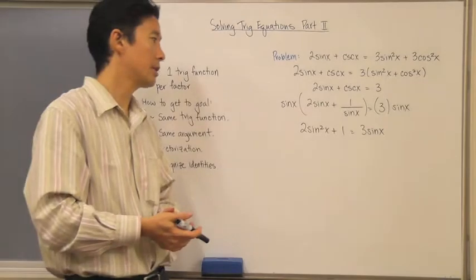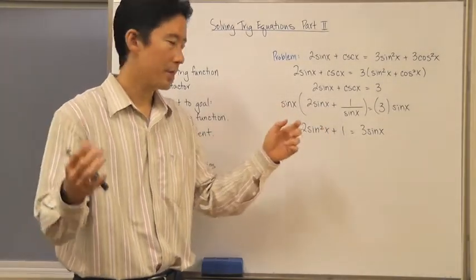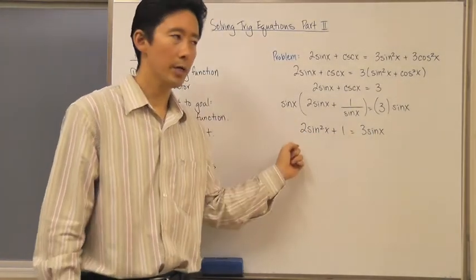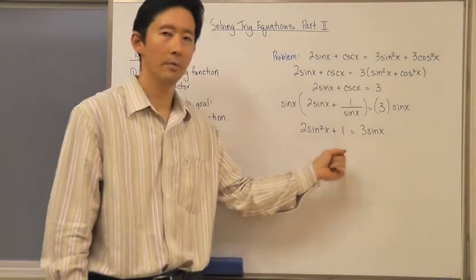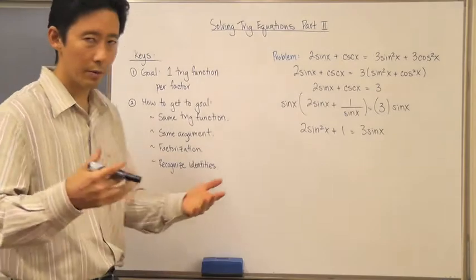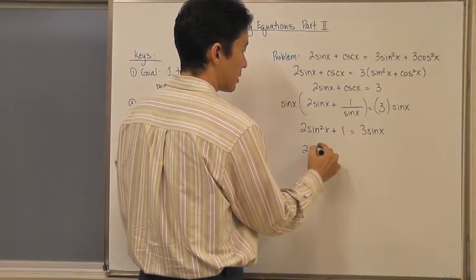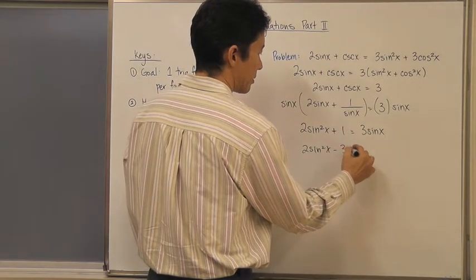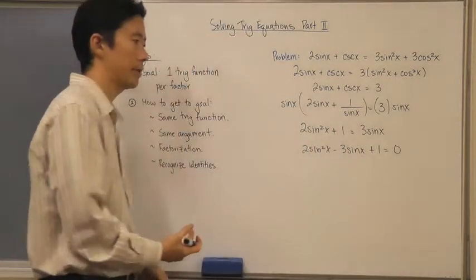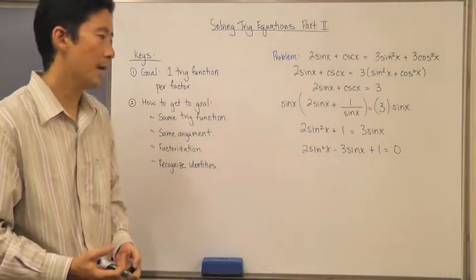Now, one of the things that we need to recognize is that we have one of the sine x's being squared, one that's a linear term, and a constant term. We have a quadratic term, a linear term, and a constant term. That's a quadratic. So what we want to do now is put it into a more familiar form that we're used to seeing. And this would be 2 sine squared x minus 3 sine x plus 1 is equal to 0. That's a quadratic. There you go. It's just that there's now sine x instead of, say, for example, just x.